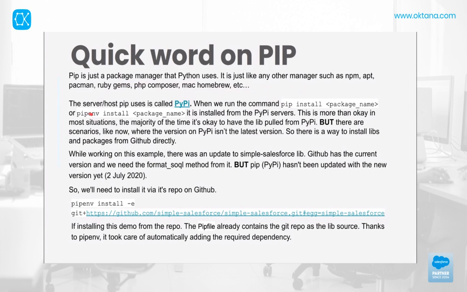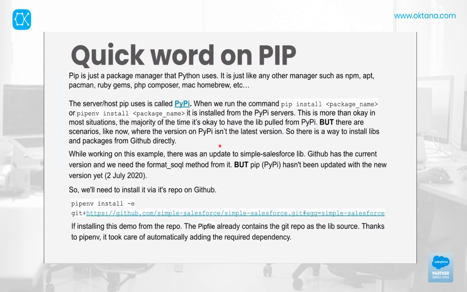pipenv also pulls from PyPI, which for most of the time, that's fine. That's what you want to use. But with this little demonstration I'm going to be doing, while I was developing it and creating it, there was a new feature added to the simple Salesforce library, and that's living on GitHub. So the GitHub repo was really up to date and had the feature I wanted, but PyPI didn't. The version on PyPI was behind GitHub. So when you do pip install or pipenv install, it's going to pull that old version.